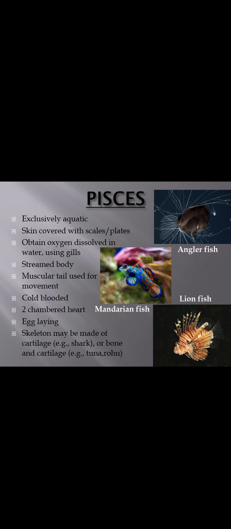Fishes also have a heart. The heart consists of 2 chambers. Generally we see a 4 chambered heart, but in fish it is only 2 chambered. These are egg laying organisms, laying thousands and thousands of eggs. The skeleton may be made up of cartilage, for example shark, where the whole body has a cartilage skeleton, or sometimes bone and cartilage, for example tuna fish and rohu. Tuna you will get in the market. These fishes have bone and cartilage.